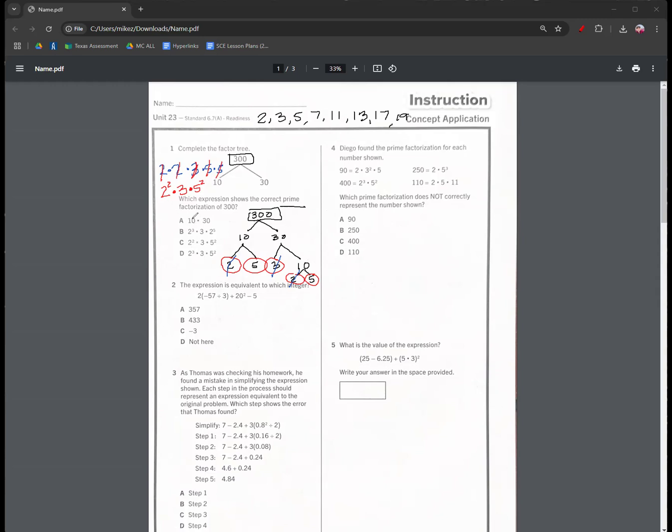So when I look, this one has 10 times 30, which was the first thing they did. They didn't break down anymore. So I know A is wrong. 2 to the third power means that they have 3 2s. And when I look down here, you're going to notice that I only have 2 2s. So that is not going to be here. 2 to the second power, 2 to the second power. I only had 2 2s. So far that looks right. Times 3, and then times 5 to the second power, times 5 to the second power. And you're going to see that that matches.